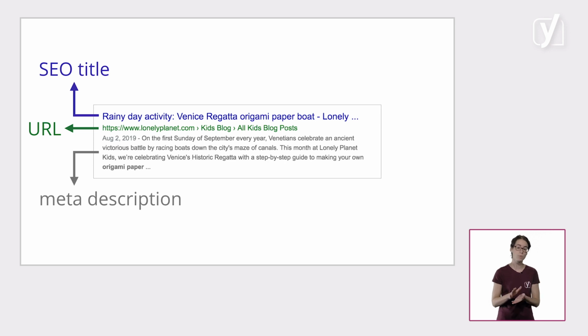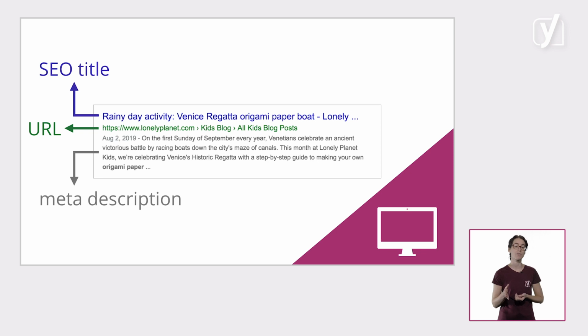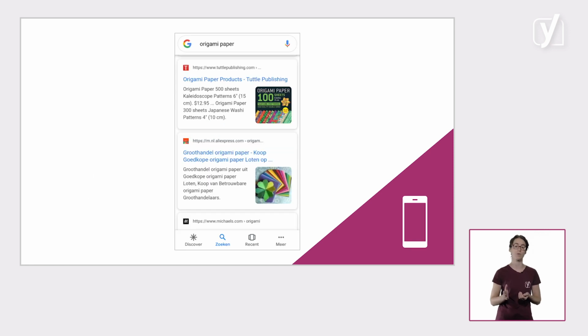At least that's what you'll see when you search for something on a desktop right now. However, Google is testing a redesign for desktop, so things may look different in the future. Halfway through 2019, Google already changed the design for mobile search results. So if you search for origami paper on your phone, your results will look different. Let's compare a desktop and a mobile snippet to give you an idea.